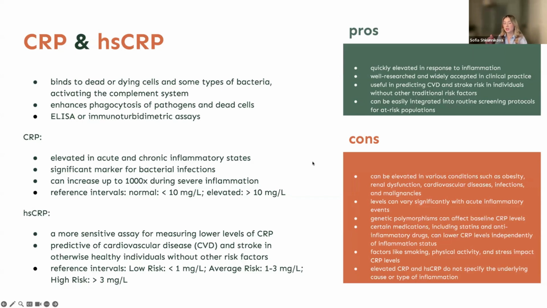So unless you've been following this patient for a while and measuring their CRP levels, you need to be certain again that this increase or decrease is an effect of the biological process in the background rather than their genetic polymorphisms. Also, when measuring CRP, you need to be aware of any medications that your patient is on, including statins and anti-inflammatory drugs, because they will lower CRP levels independently of the inflammation status of your patient. Factors like smoking, physical activity, and stress will impact CRP levels. So if your patient has been exercising the day prior, it could show up in CRP levels too.